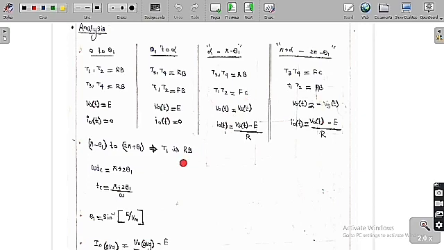Now we need to find in which range T1 is reverse biased. You can see clearly that T1 is reverse biased from pi minus theta 1 to 2 pi, which is its default reverse bias. Again from 0 to theta 1 it is also reverse biased. So simply we can say that from pi minus theta 1 to 2 pi it is reverse biased by default, and also from 0 to theta 1 it is reverse biased.